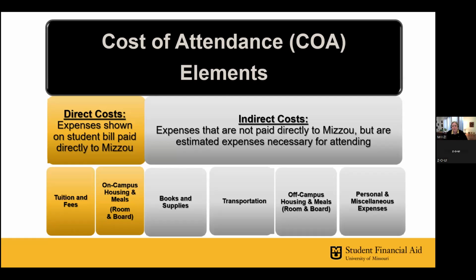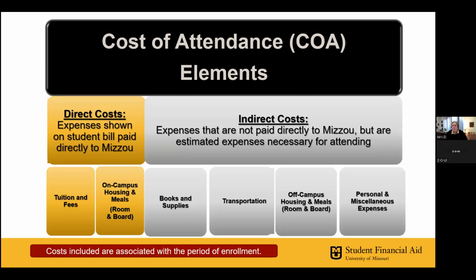And then personal and miscellaneous expenses. We talked about some of those things: toiletries, entertainment, clothing, other things. I mean, just basic living expenses that you don't necessarily think about when you're thinking about how much does it cost to go to college.